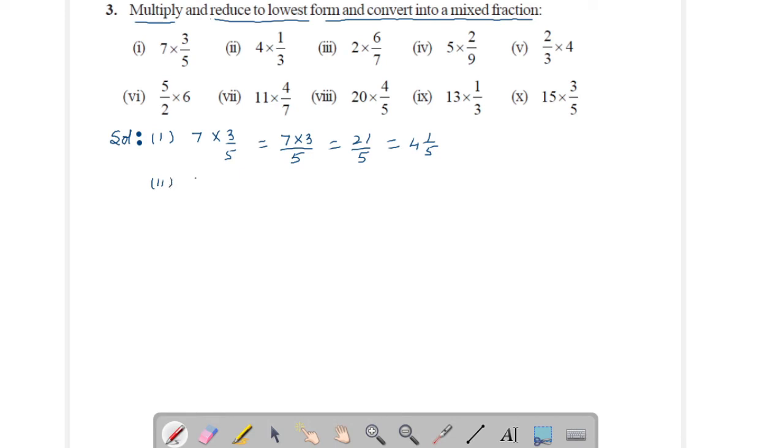It is 4 into 1 upon 3. Again multiply 4 into 1. That is 4 into 1 upon 3. If you multiply 4 into 1, you will get 4 upon 3. Convert it into mixed fraction. You will get 1 1 upon 3. This is your answer. Now come to third part.